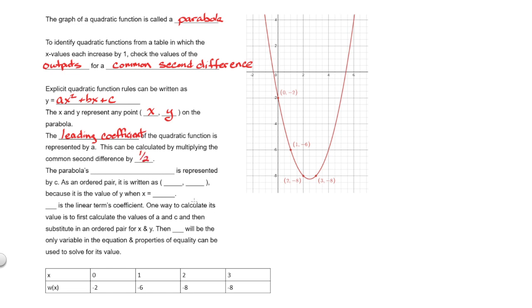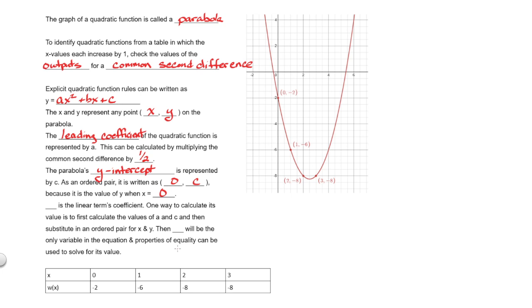The c of the explicit function rule is the y-intercept. So the parabola's y-intercept is represented by c. As an ordered pair, we'd write this as 0 comma c because of the definition of what a y-intercept is. It's the value of y when x equals 0.